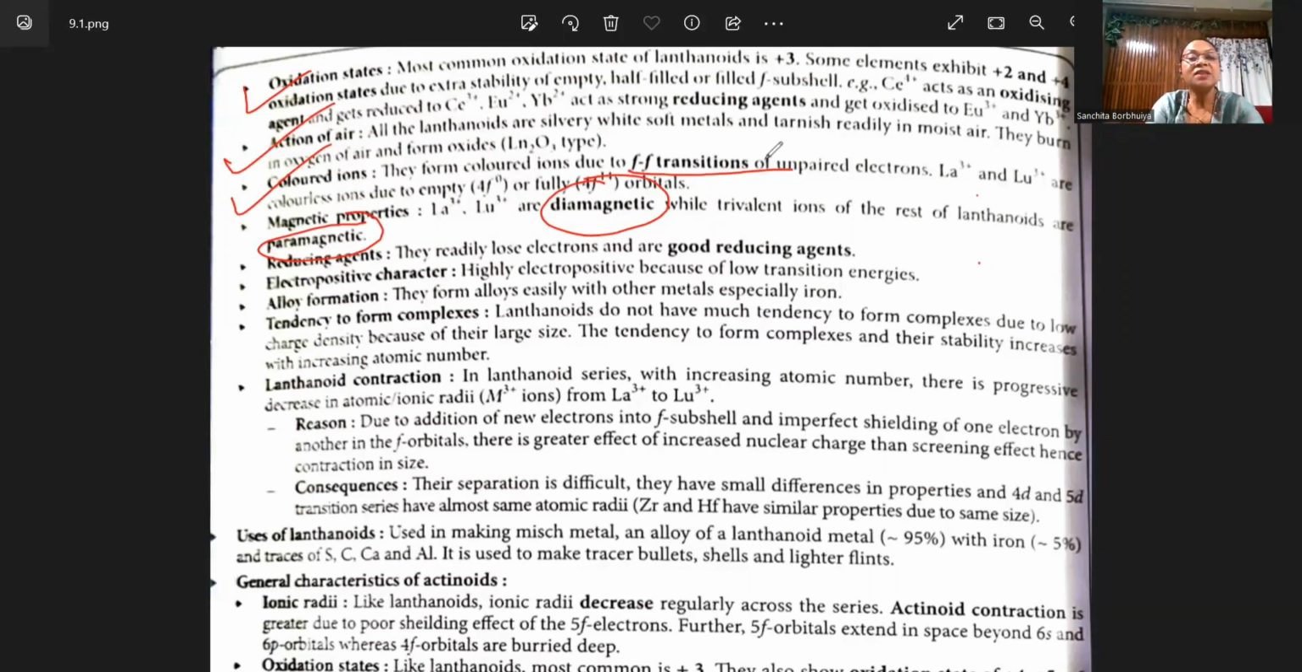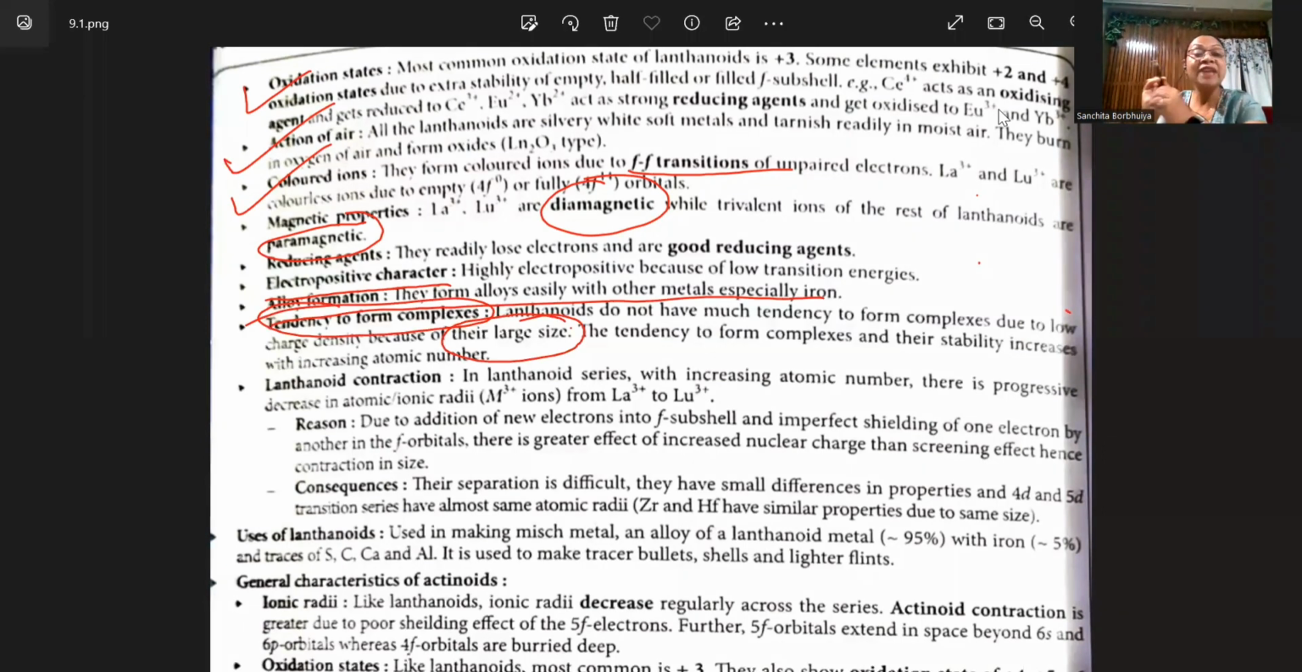What about reducing agents? If they lose electrons, they could be reducing agents and they tend to get oxidized. The electropositive character, they're highly electropositive because they have low enthalpy of ionization. They tend to form alloys. And why do they tend to form alloys? Because these elements have nearly similar sizes. So they can exchange each other in their lattices. So hence alloys are formed.